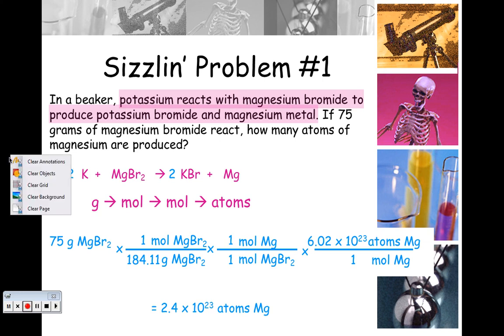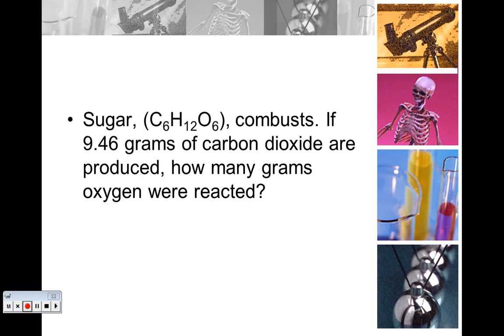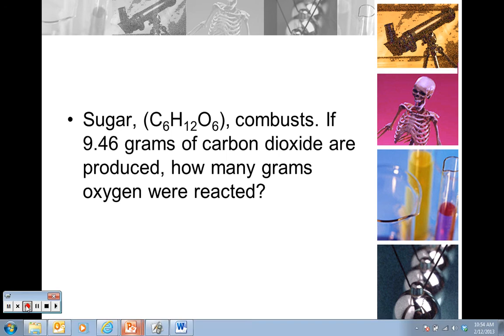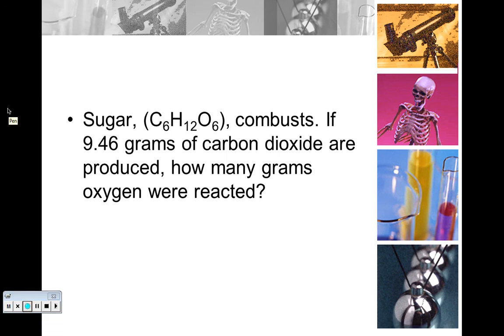Alright, now, last thing. I would like for you to work out this problem. It is a harder problem, but go ahead. The key information is that this is a combustion problem. So, sugar, which is C6H12O6, combusts. If something's combusting, what's on the product side? Good. But what else do you need in the reactant side? There's your reaction. Balance it and solve it.